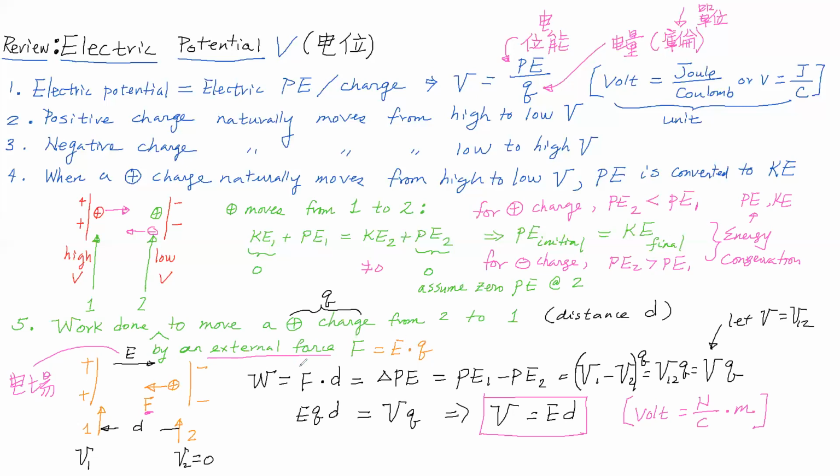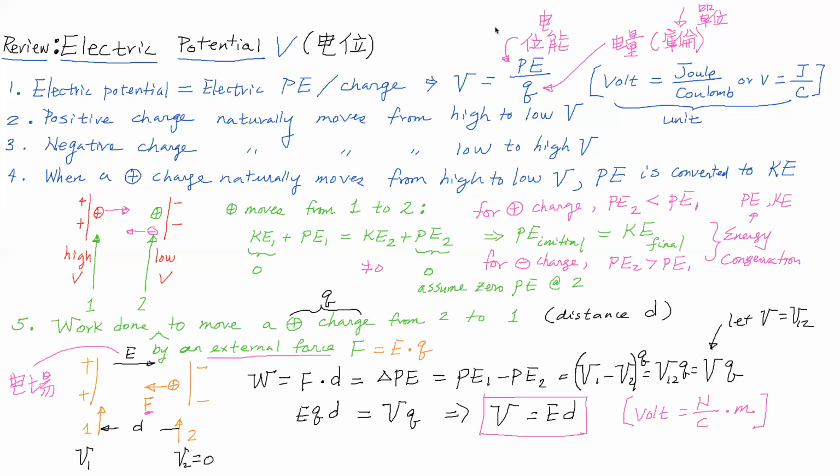So the work done by this external force F is equal to F times the distance D. So W equals FD, and that's going to increase the potential energy of this charge. So 1 is higher potential energy, and 2 is lower. That's equal to delta KE. And so the delta KE is equal to PE1, which is final, minus PE2, which is initial.